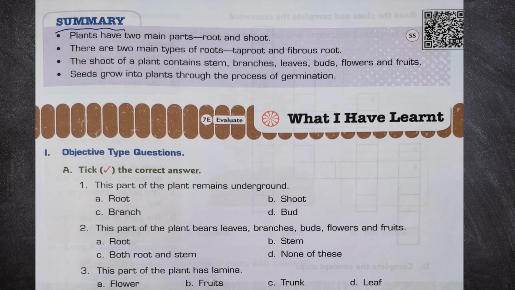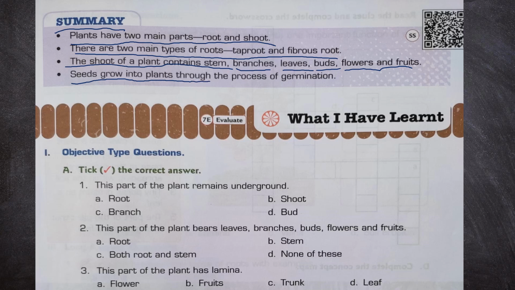Now summary. Plants have two main parts, root and shoot. There are two main types of roots, taproot and fibrous root. The shoot of a plant contains stem, branches, leaves, buds, flowers, and fruits. Seeds grow into plants through the process of germination.